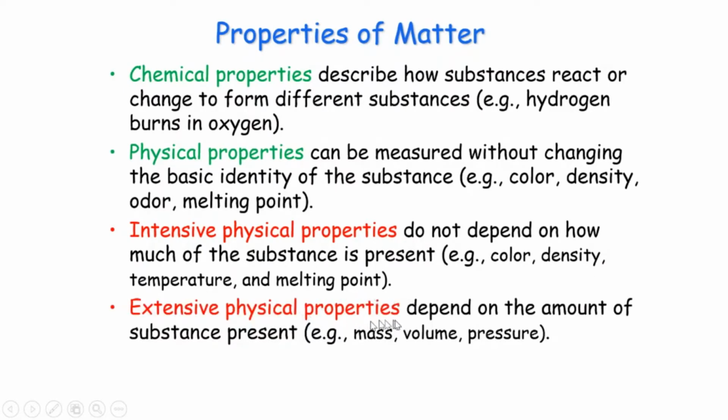Extensive physical properties do depend upon the amount of substance present. For example, mass. The mass of 1 cup of water is much, much smaller than the mass of 1 gallon of water. Volume is the same. So therefore, that's intensive physical properties and extensive physical properties. And sometimes we just say intensive properties, extensive properties, but both are physical properties, not chemical properties.